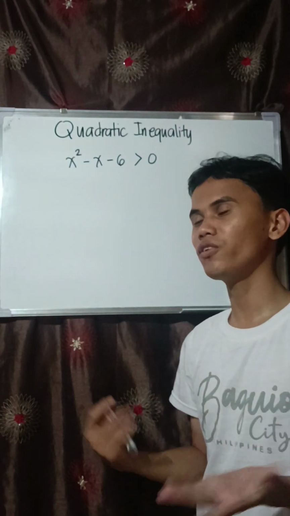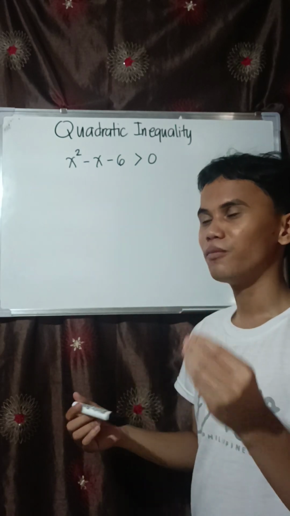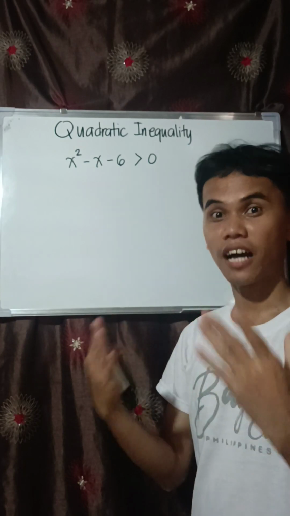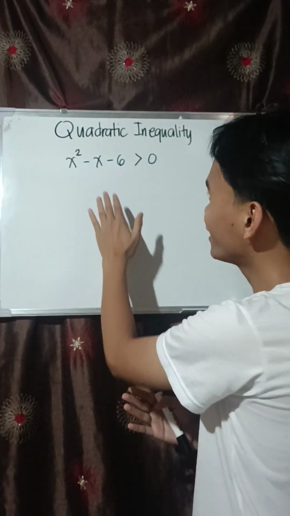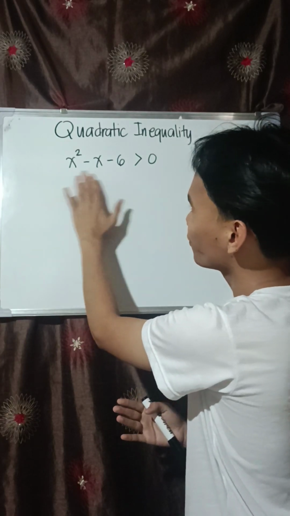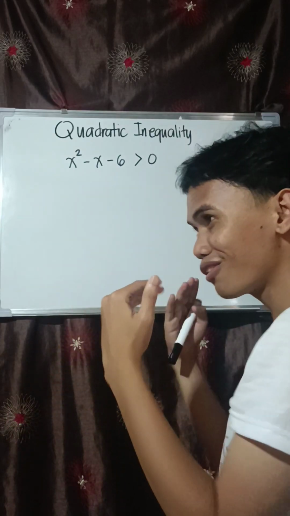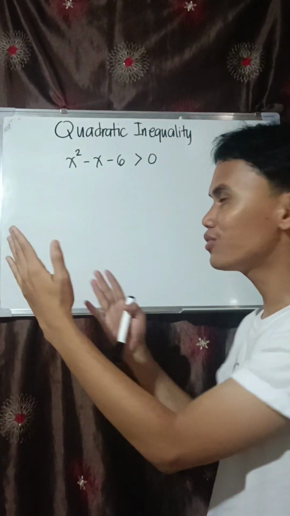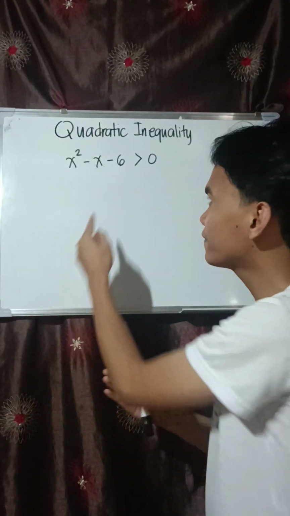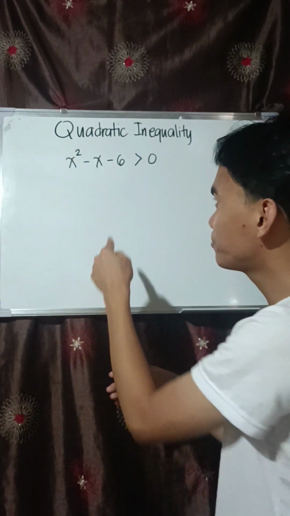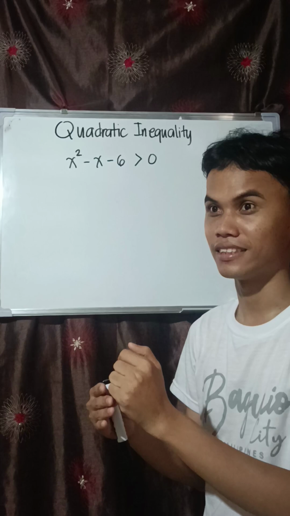So, para makuha yung zeros, we can use quadratic formula or factoring. So, basically then, mas madali gamitin yung factoring. So, let's look lang two numbers. Let's find two numbers when we multiply negative 6. Then, if we add the two numbers, the sum must be negative 1.